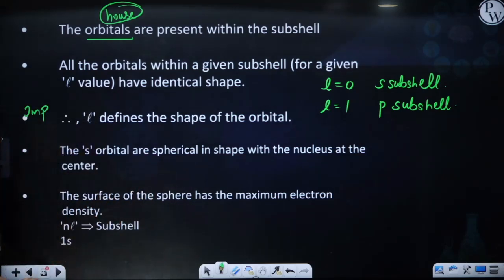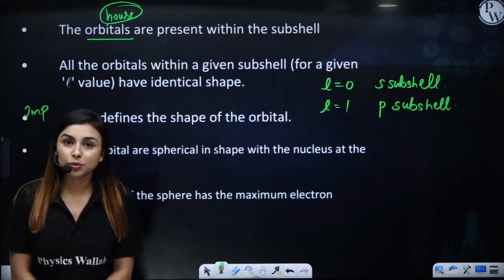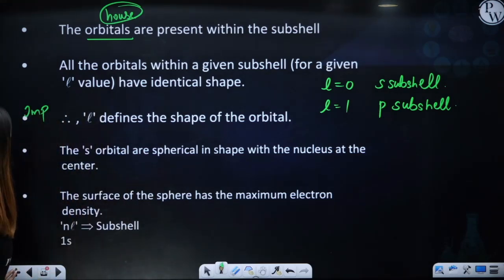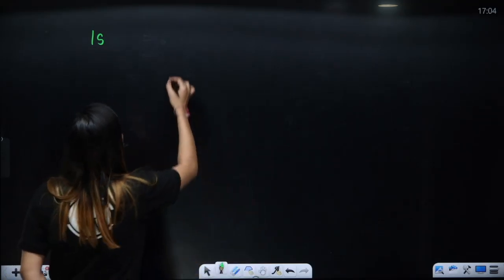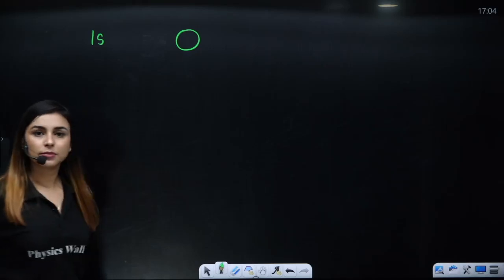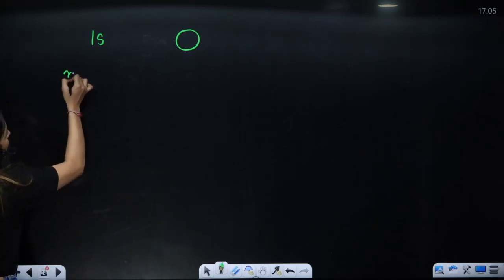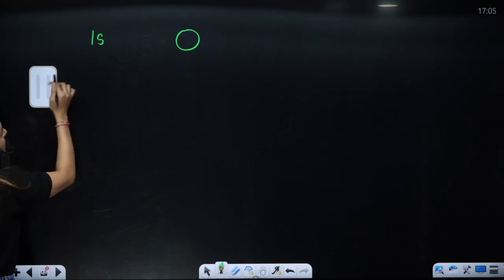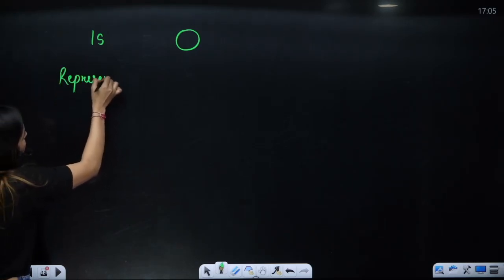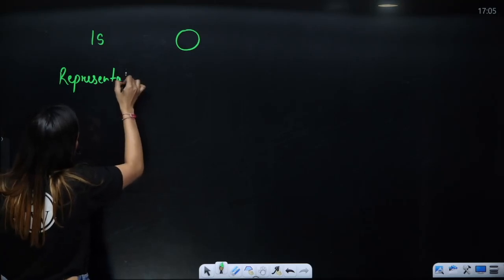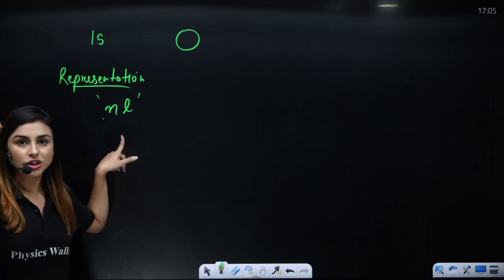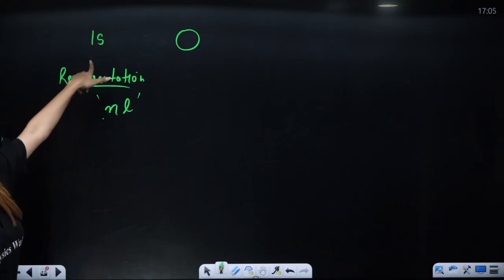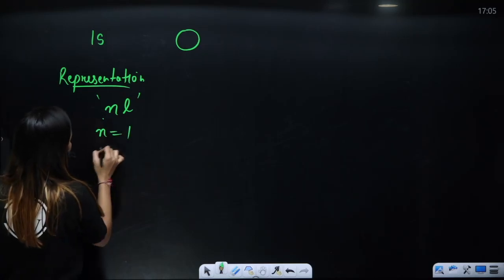Now, how are you going to represent a particular subshell? Let us say you have 1s. If I tell you that you have a 1s subshell, this means that you have a 1s spherical subshell. For this, you can tell that the n value is equal to 1, because the representation is always given by nl, where n is the shell number and l is the subshell. So, if you are given 1s, you know that the n value is 1 and the l value is 0.